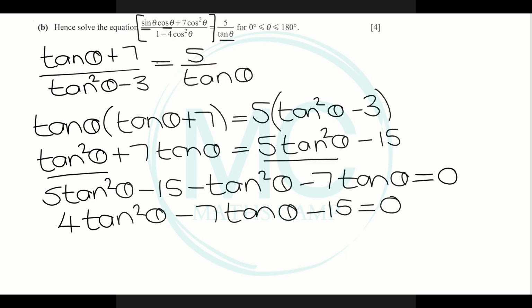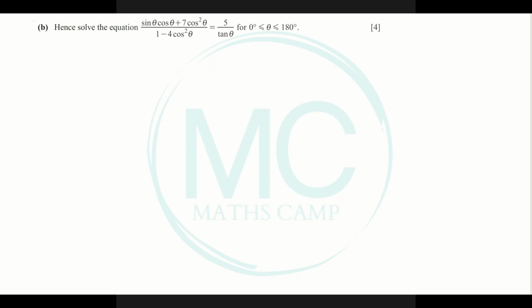So to make it easier, let's substitute x into our tan ratio. So I'm going to say let tan x, in this case tan theta, equal x. Now I can make some space, and my equation becomes 4x squared minus 7x minus 15 is equal to 0. Now let's use the quadratic formula to solve for x.